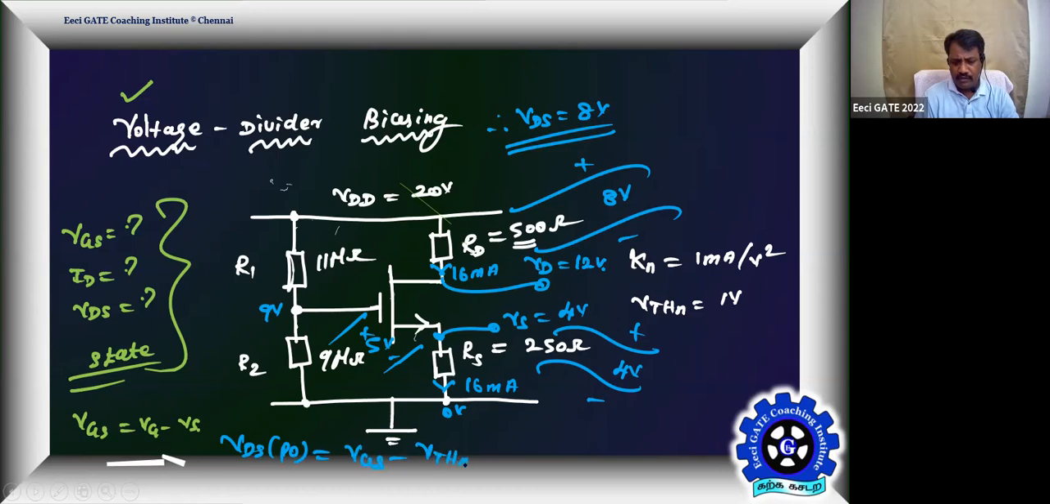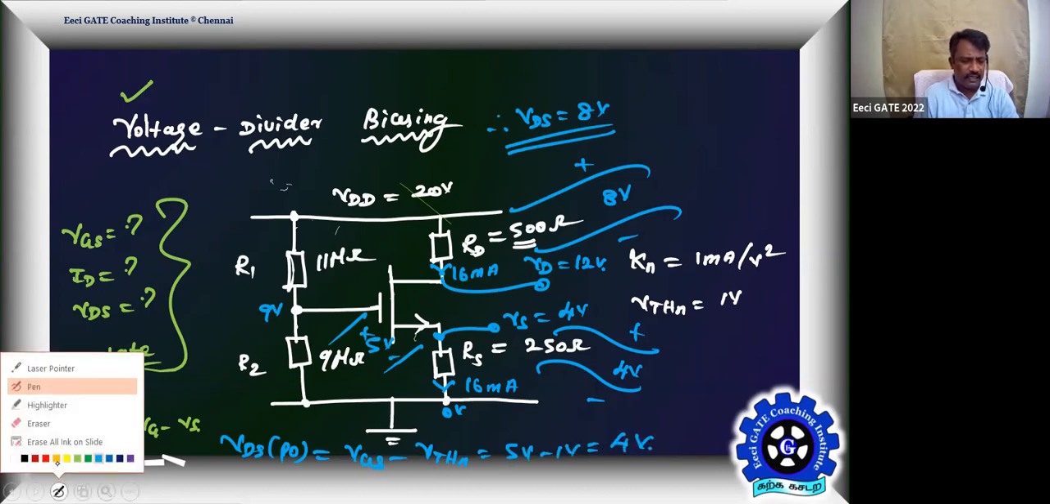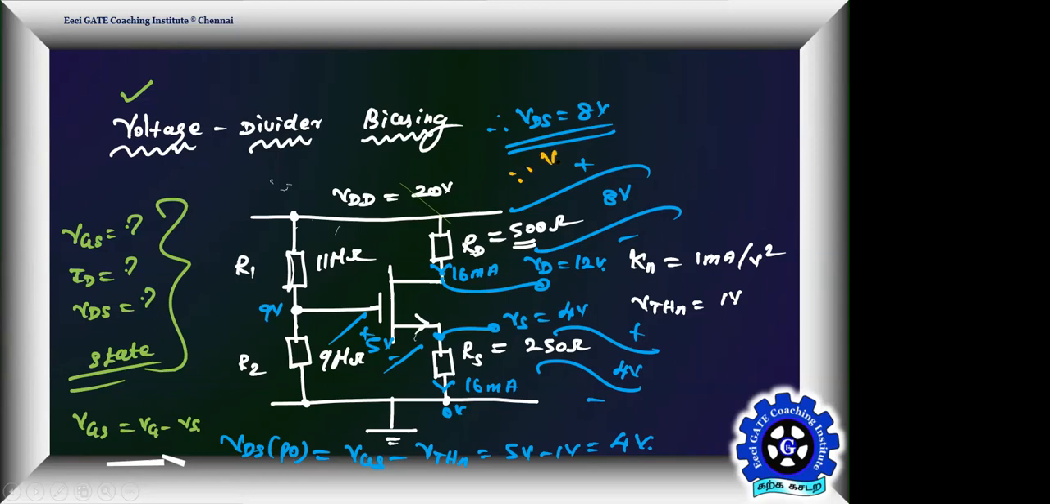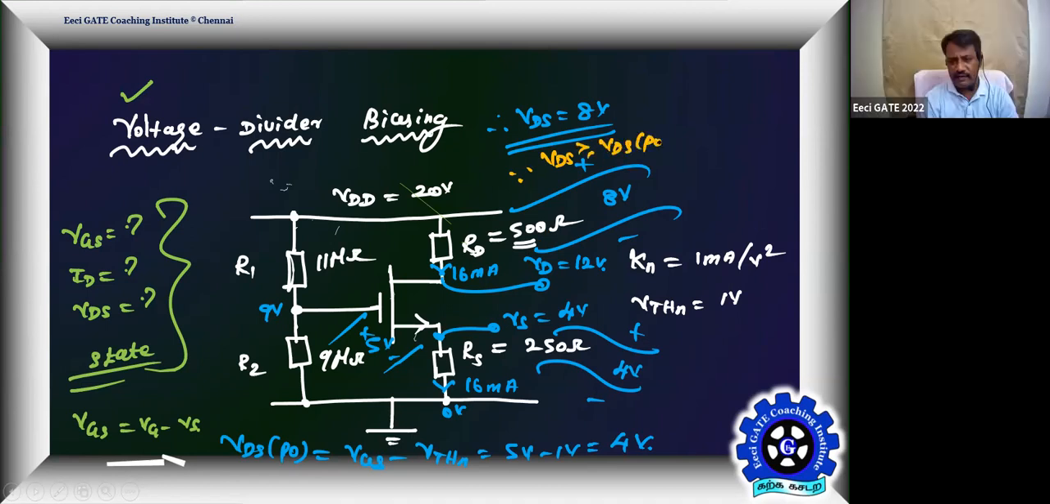V threshold of NMOS, which is nothing but 5 volt minus 1 volt. So it is equal to only 4 volt. Therefore, we can conclude that the device is in saturation, since VDS is greater than or equal to VDS pinch off. We can comfortably prove that the device is in saturation.